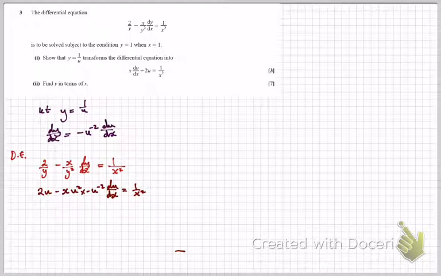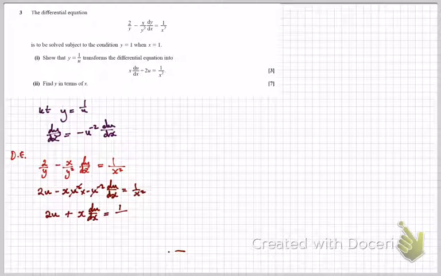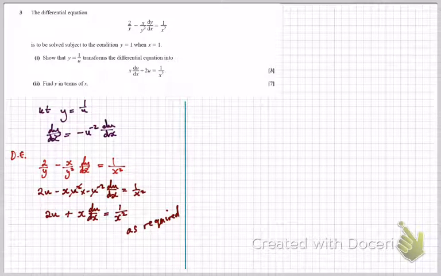The u squared cancels with the u to the negative 2. So this becomes 2u plus x du/dx equals 1 over x squared, which is what we were asked to show. Okay, use this to find y in terms of x. So let's find an integrating factor in a moment.